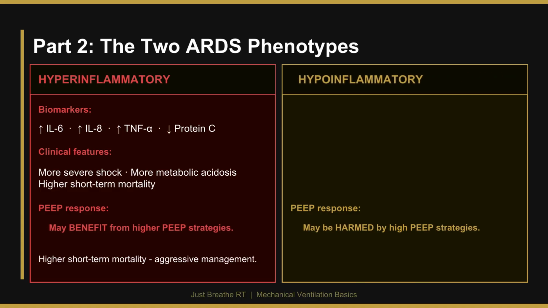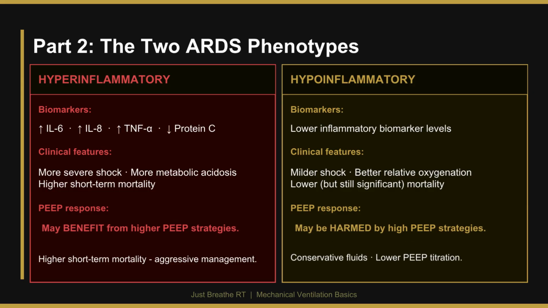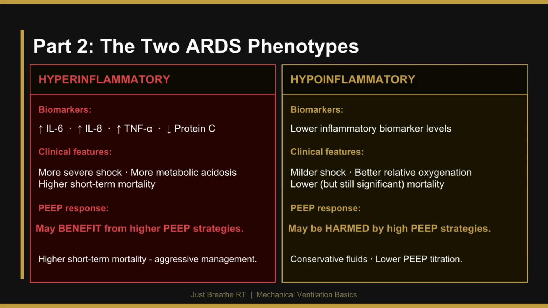The hypoinflammatory phenotype. Lower biomarker levels, milder shock, relatively better oxygenation despite meeting ARDS criteria, lower short-term mortality but still significant. These patients may tolerate lower PEEP and respond better to conservative fluid strategies. We cannot routinely phenotype at the bedside today the way research protocols can. But understanding that these phenotypes exist and that the patient in front of you may respond differently to the same intervention that worked on the last patient is essential for clinical judgment and for interpreting conflicting trial results.